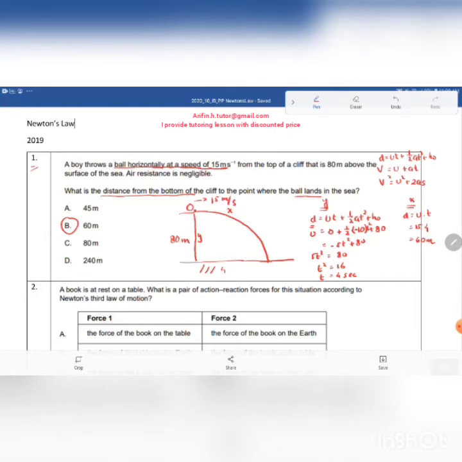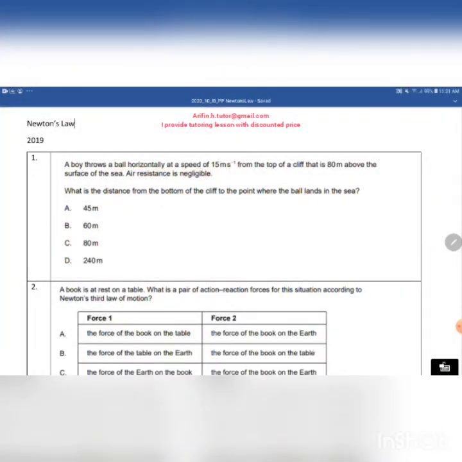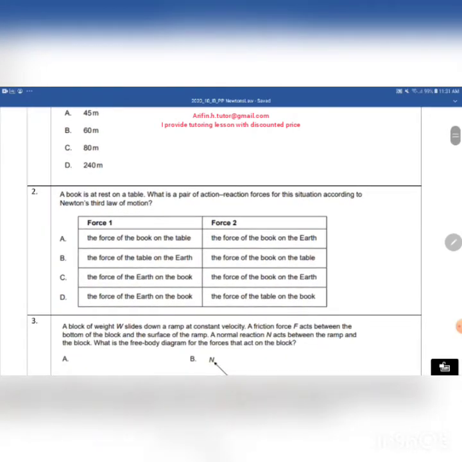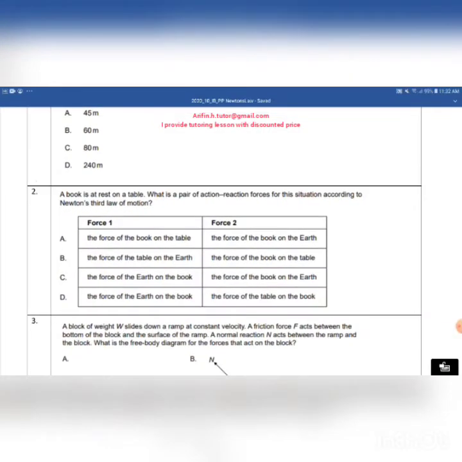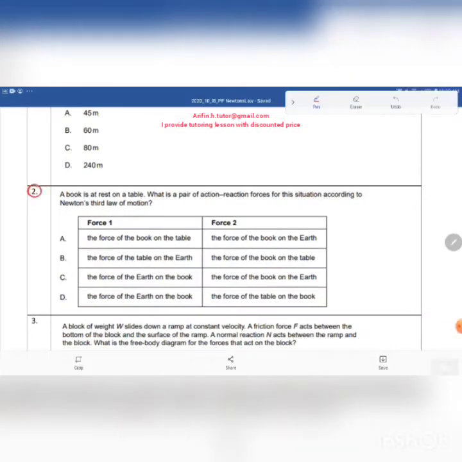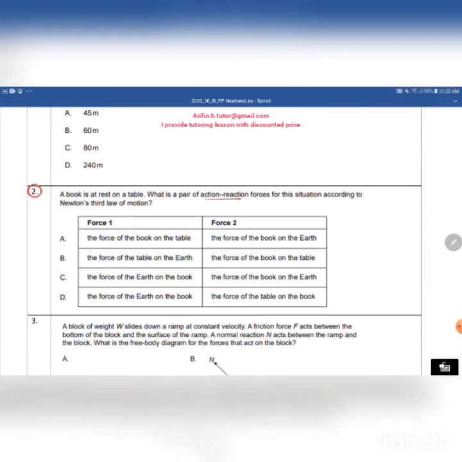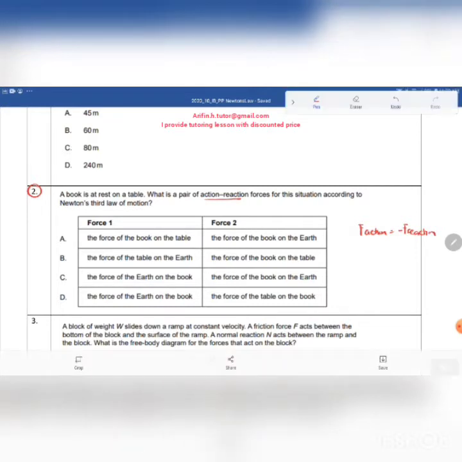Okay, now let's continue to number 2. Number 2, a book is at rest on the table. What is the pair of action-reaction forces for this situation according to Newton's third law of motion? This is the thing that you need to memorize, because this is a pair of action-reaction. The formula is like this: F action equal to minus F reaction. So the magnitude should be the same, but the direction opposite to each other.